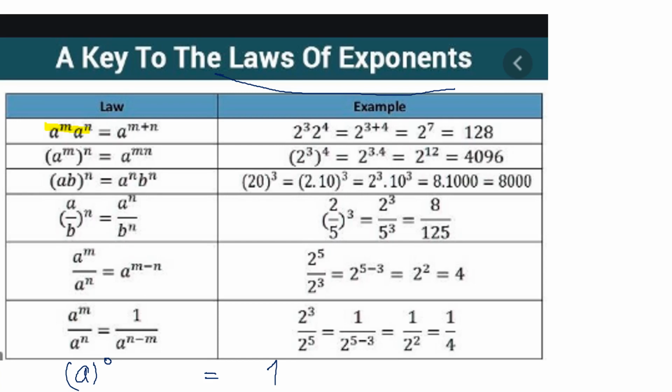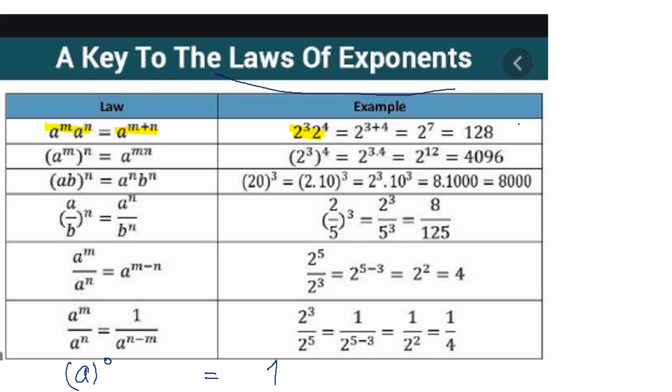a to the power m into a to the power n is equal to a to the power m plus n. So it means when the bases are same, powers are added. Look here, one example: 2 to the power 3 into 2 to the power 4. Both the bases are 2, so their powers will be added, that is 2 to the power 3 plus 4, that is 7. And this can be shown to you also, how it is coming.